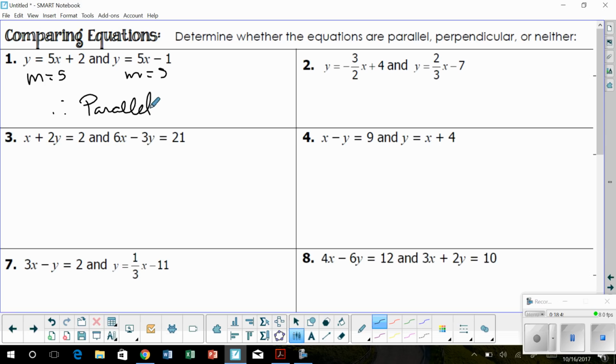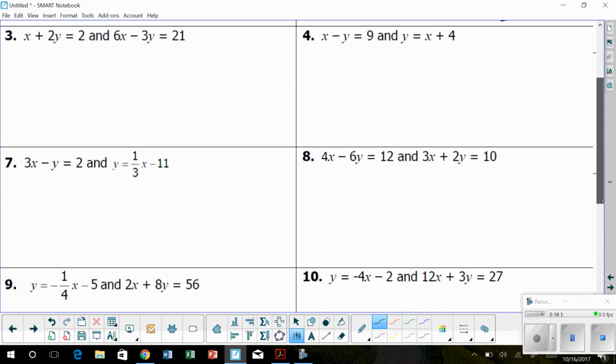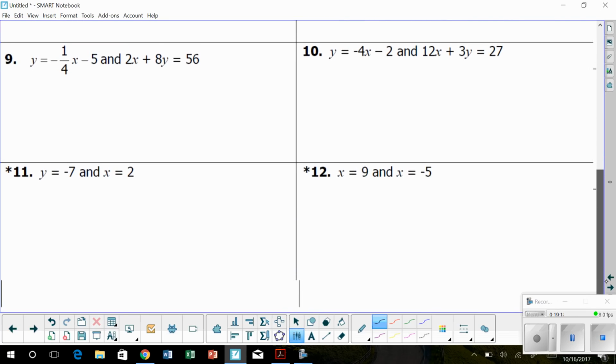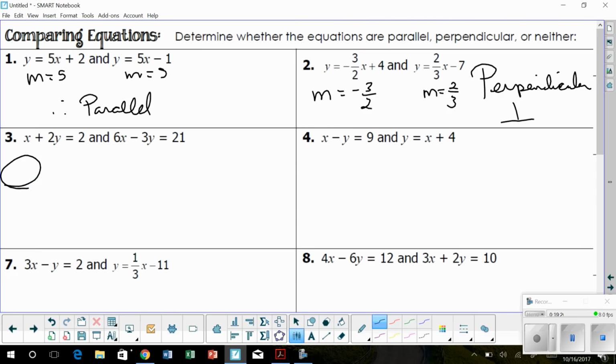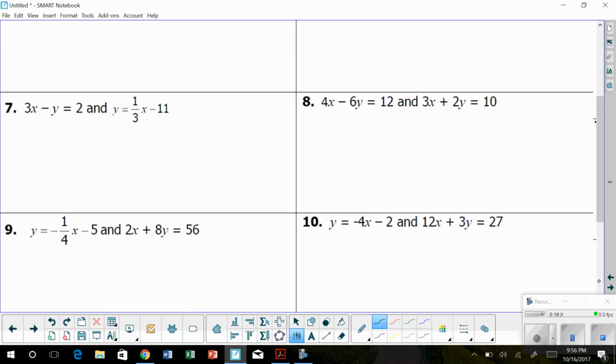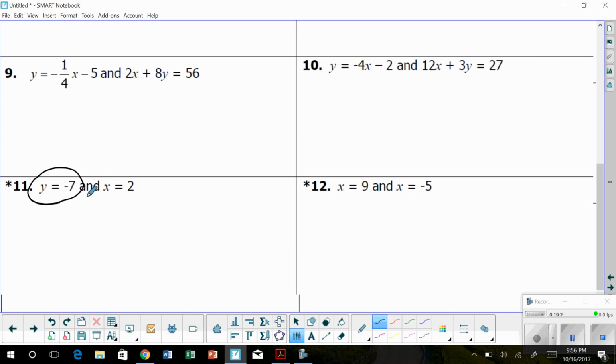Okay, over here, our slope is -3 over 2. Our slope here is 2 over 3. Perpendicular. Or you can write that symbol. Yes, I don't care. Okay, why don't you guys try solving for... Ooh, let's look at 11. Look at 11. What do you think that's going to be?